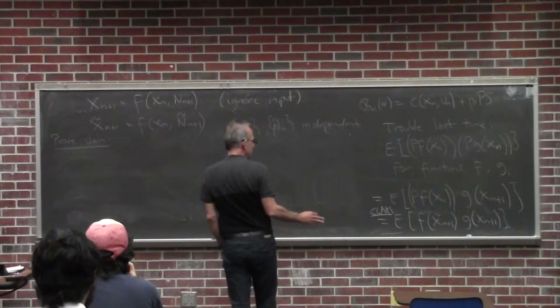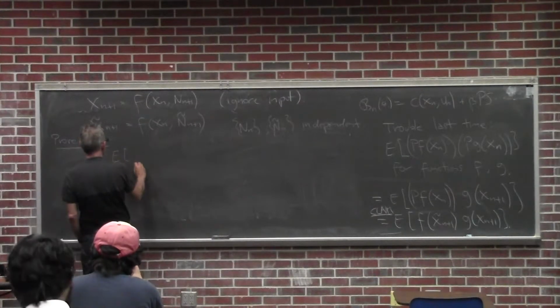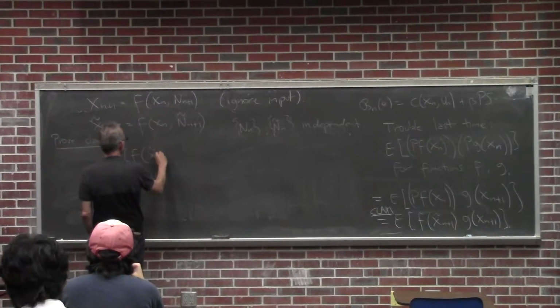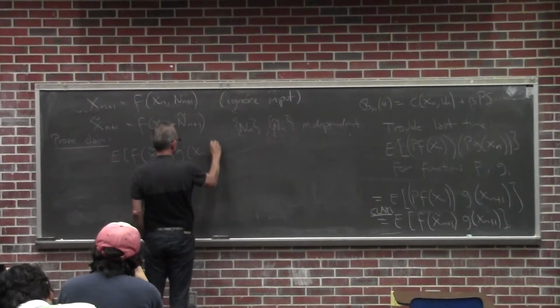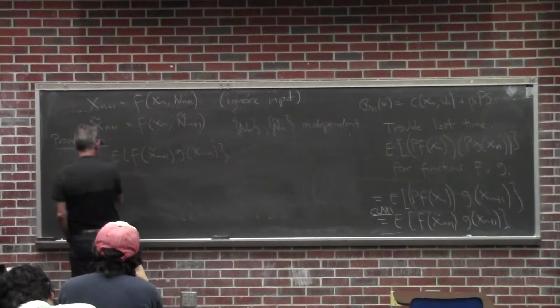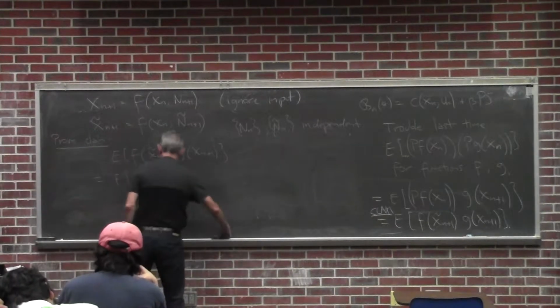But to prove the claim, you can use our conditioning trick: the expectation of f of x tilde n plus 1 times g of xn plus 1 is equal to the expectation of f of an expectation.